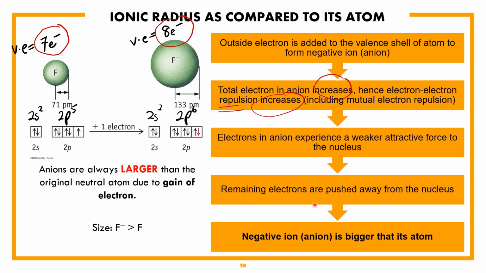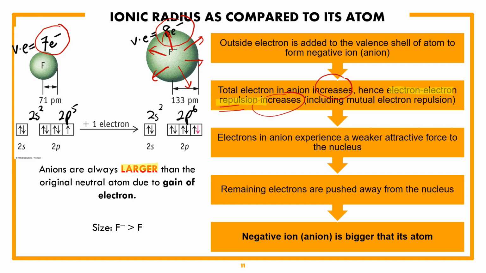So remaining electrons are pushed away from the nucleus. Disebabkan tarikan antara nucleus dengan valence electron and valence shell adalah lemah, maka remaining electrons are pushed away. Okay, ditolak keluar, menjauhi nucleus. So negative ion or anion is bigger than its atom. So in this explanation, our main factor or main point adalah electron-electron repulsion. As the conclusion, size of the anions are always larger than the original neutral atom due to gain of electron. So the size of the F- anion will be larger than its original atom.